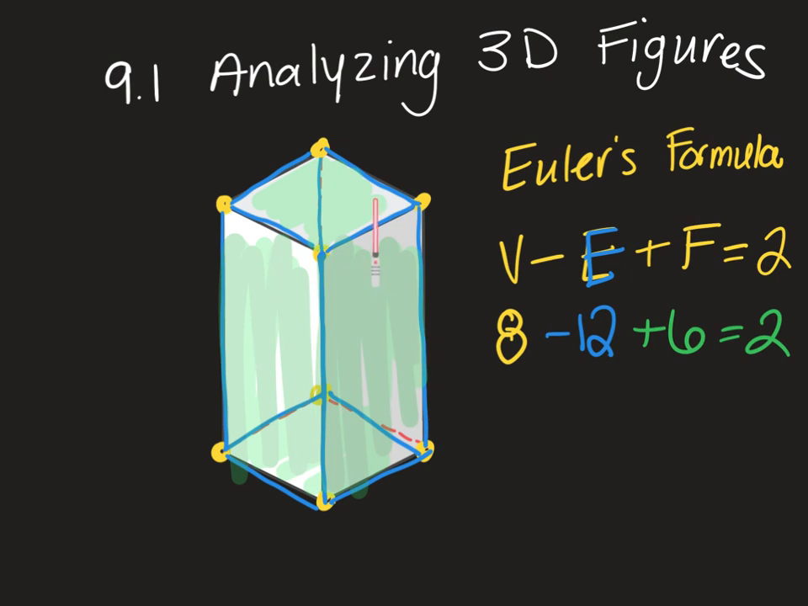So in this prism we have here, we're going to count our vertices. So remember the vertices are the sharp corners. So we have 1, 2, 3, 4, then 5, 6, 7, 8. So there are 8 vertices.